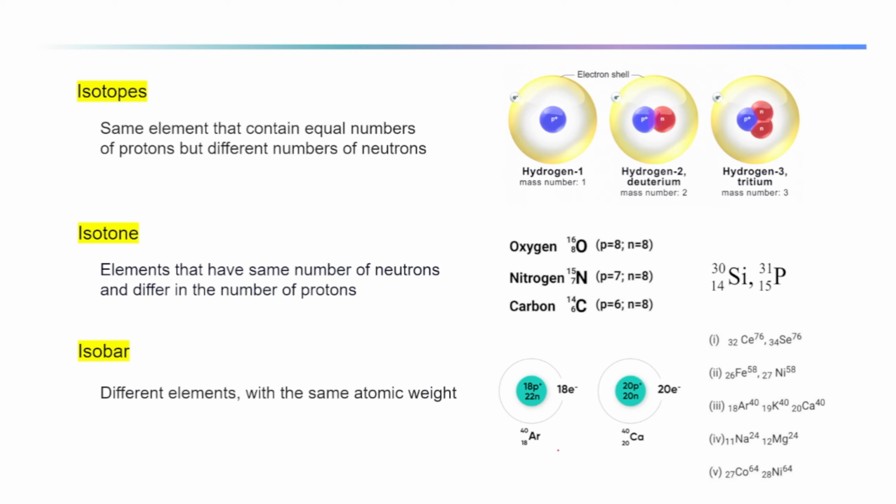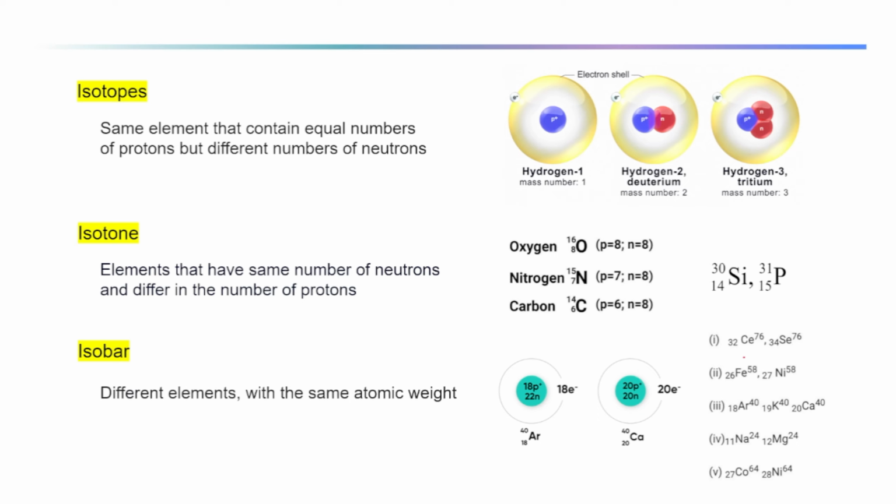For example, if you take argon and calcium, here we have 18 protons and 22 neutrons, whereas in case of calcium, we have 20 protons and 20 neutrons. See, both the number of protons and the number of neutrons are different. But the atomic weight, which is 40, is identical. So we have only the same atomic weight. So that's why these are called isobars.